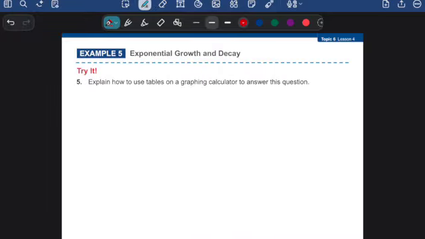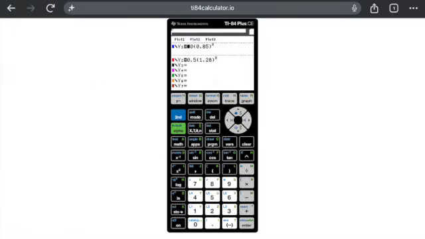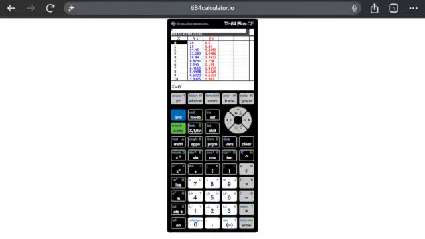Try it number 5: explain how to use tables on a graphing calculator to answer this question. So we already have the functions in our graphing calculator. So let's go and use the table feature. So again, there are our functions in the graphing calculator. Instead of using the graph like we did on our other example, let's go to second, graph, to get to our table feature. And there we have the input values. These are the number of years. X is the number of years. Y1, these are the outputs, or the cost or the depreciation value.